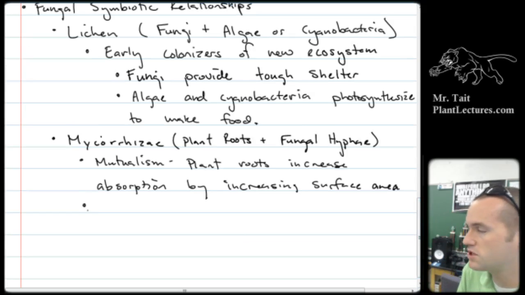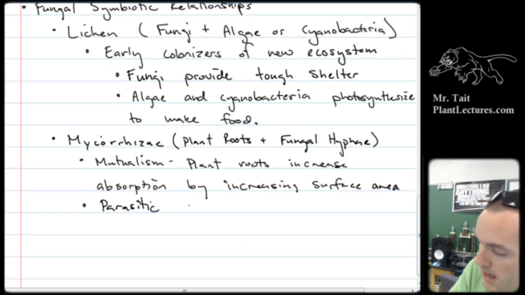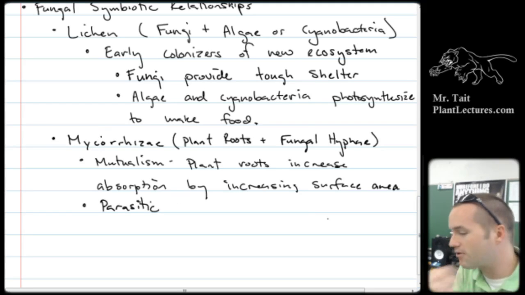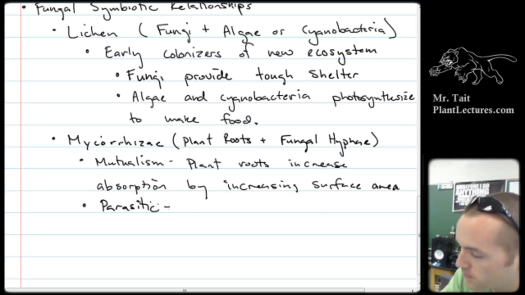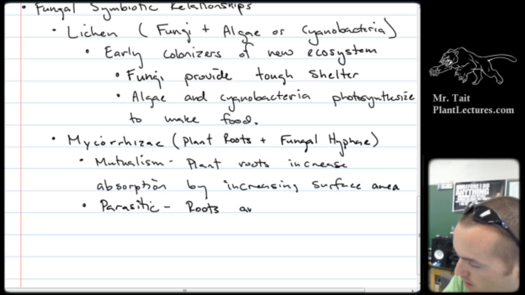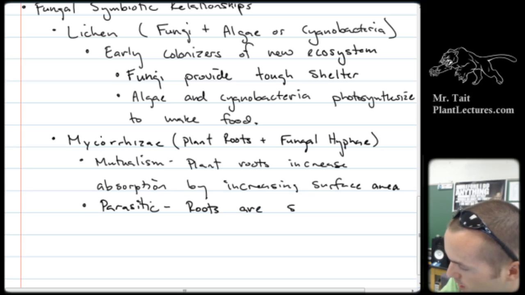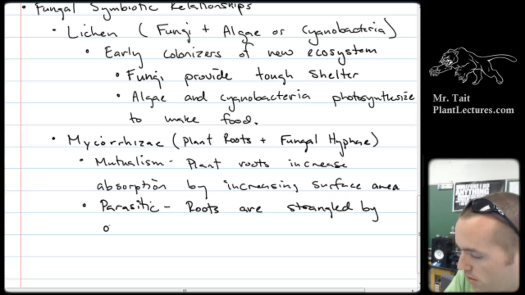And then the last one, it could also be parasitic, because sometimes what happens is that so much hyphae grows that it actually strangles or chokes the root. So roots are strangled by overgrowth of hyphae.